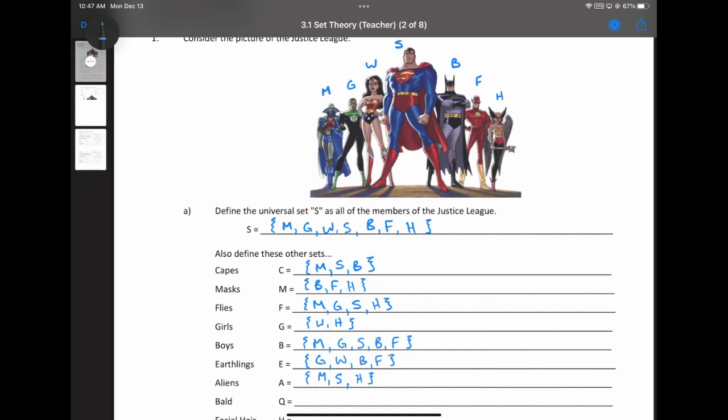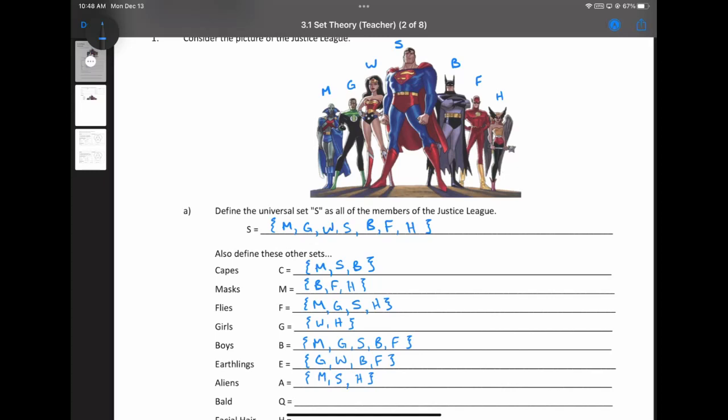I've listed bald and I've given it the variable Q, which is an odd choice, except that B was already taken for boys. This actually comes from a really bad joke, but people who are bald are sometimes called cue balls, which is oddly enough not spelt with a Q. It's spelled C-U-E, as in a cue ball on a billiards table or a pool table. Shiny, round scalp. Anyway, we're going to use Q as our variable for bald.